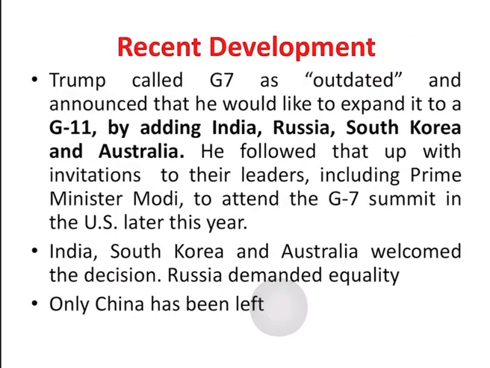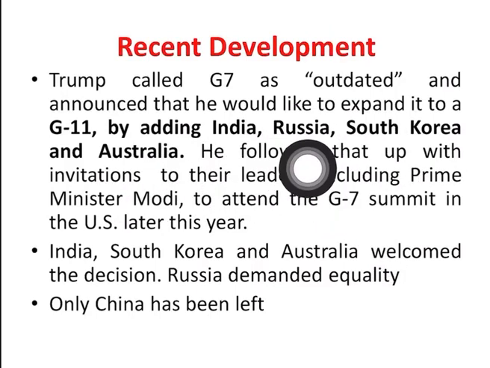So now what's the recent development here? The recent development is, I already told you, Donald Trump. I told you that G7 was supposed to be in US this year, but due to the pandemic, it was cancelled. And also Donald Trump has said that this G7 has become outdated, and now we should involve other countries also. And Trump has mooted the idea to involve Russia, India, South Korea, and Australia.